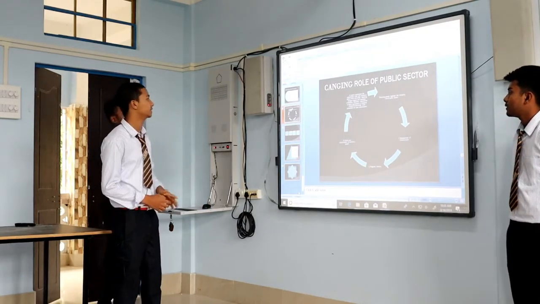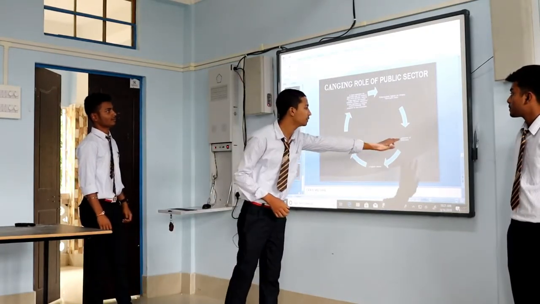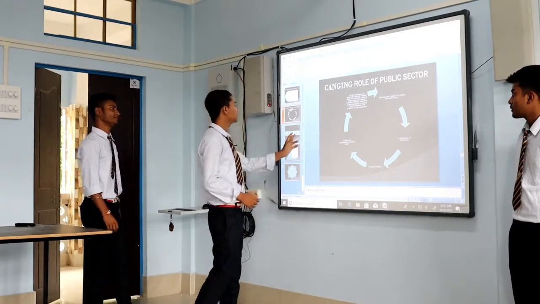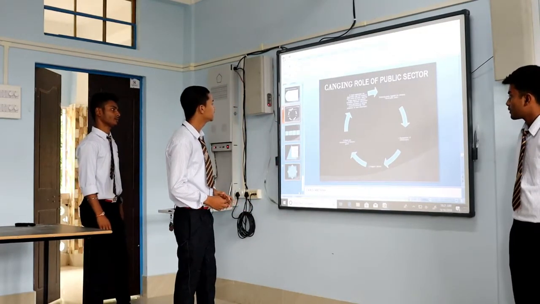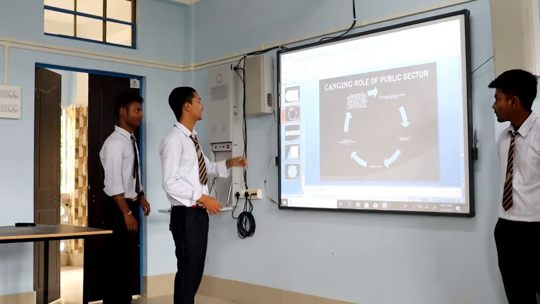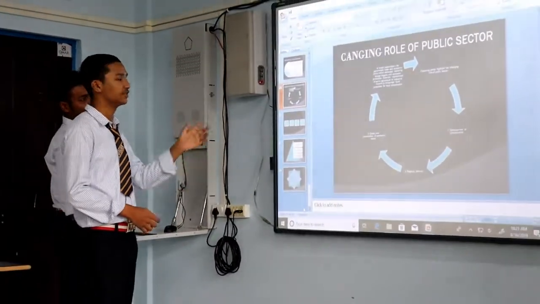Changing role of public sector. So here is the whole diagram. First one is Department of Infrastructure. Second one is Regional Inference. Third one is check hour. Extinction of, I can't read this, blur. Fourth one is import substitution.